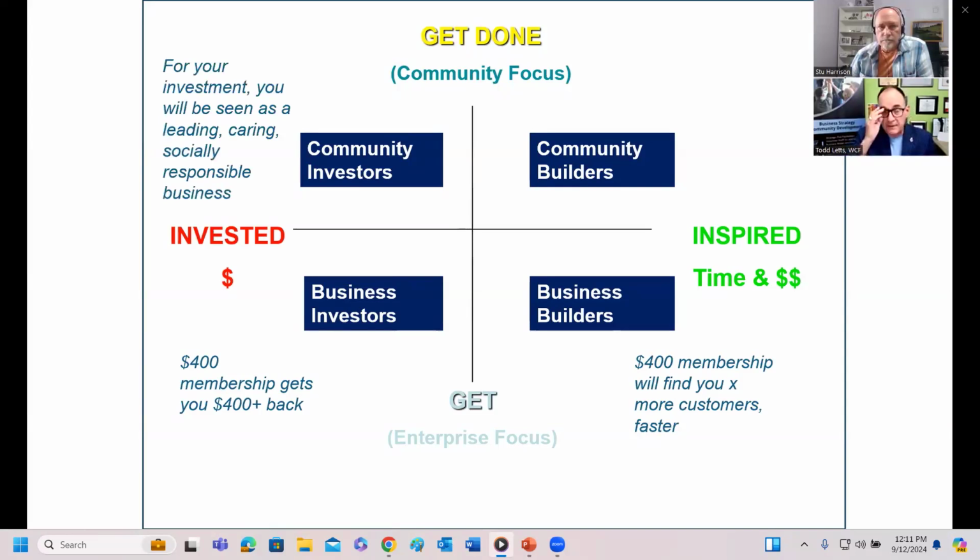For the community investors, again, they want to be seen as leading, caring, socially responsible businesses. Visit their websites, read their ESG, their environmental, social, governance objectives, their social development objectives, and many of the things that we do, like I say, in terms of promoting women's leadership, environmental forums, etc., would be of interest to these folks, even if they don't come to any of those forums or events.